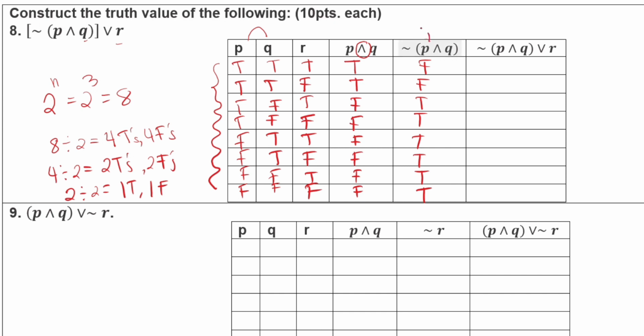After that, this and R will be compared using the disjunction. Disjunction means if both F and F, therefore false. Okay, so here it's not both F, here F. Here no more F anymore, therefore the rest are true. That's the final answer.